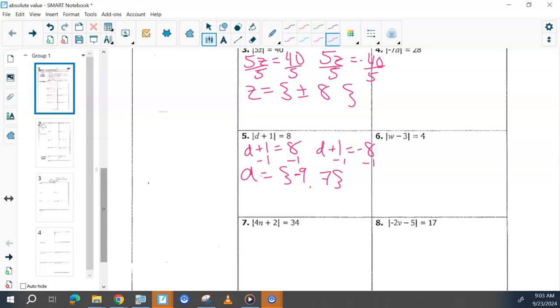Questions here? I do want to note this. 6 is similar. We would not change the minus inside the absolute value to a plus. We would just change the core to a negative and a minus.